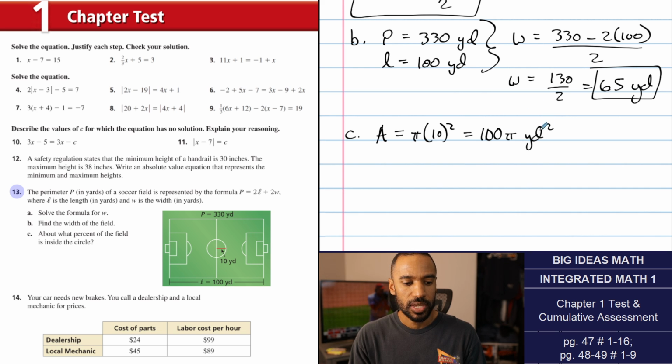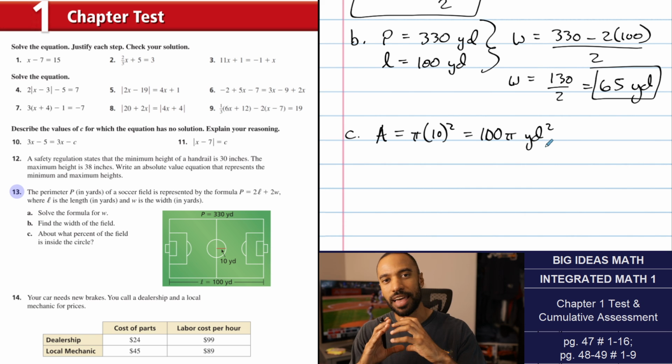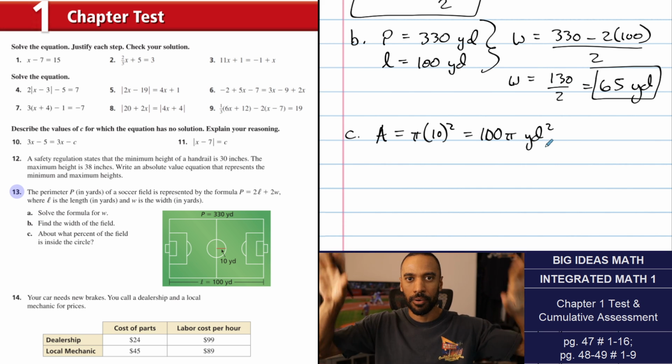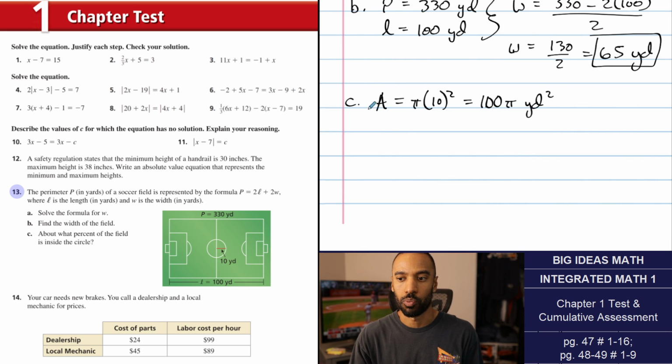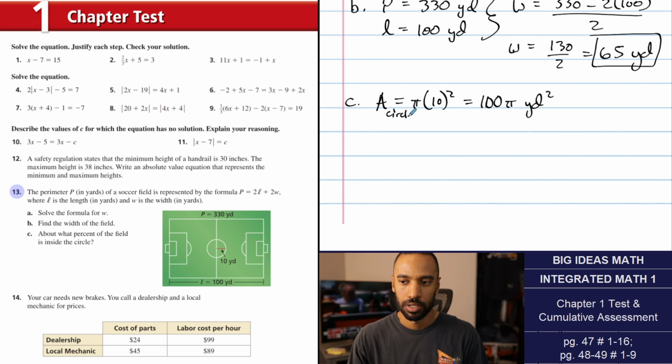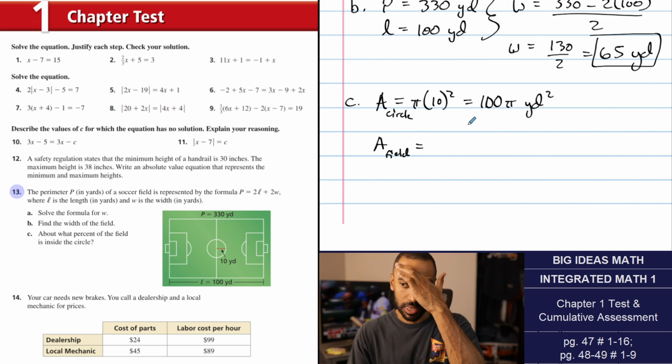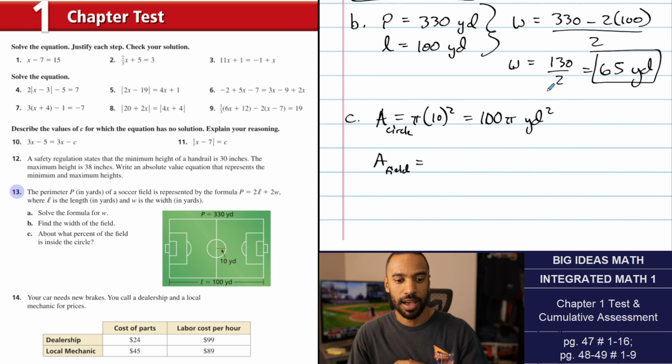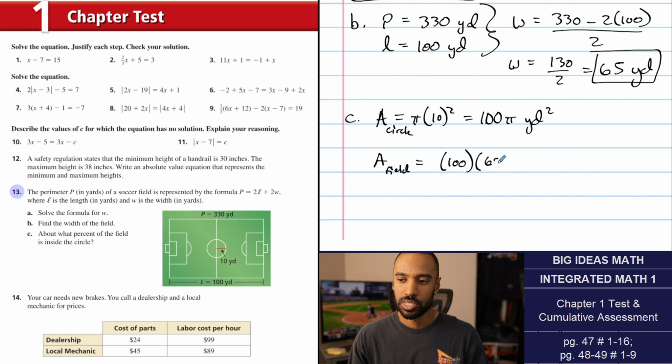But what we have to do is ask, what percent of the field is inside the circle? We're taking the area of that circle and dividing it by the area of the entirety of the soccer field. We haven't found the area of the soccer field yet. This is area of the inner circle. And now we want area of the field. That's length times width. And guess what? Now we have the width of 65. So the length is 100. The width is 65. So that'll be 6,500 square yards.